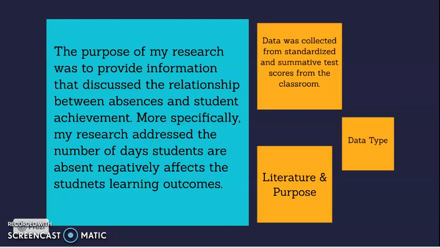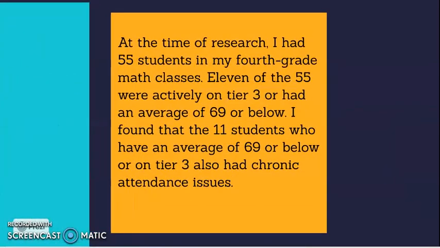Data was collected from standardized and summative test scores from the classroom. At the time of research, I had 55 students in my 4th grade math classes. 11 of the 55 were actively on Tier 3 or had an average of 69 or below. I found that the 11 students who had an average of 69 or below or were on Tier 3 also had chronic attendance issues.